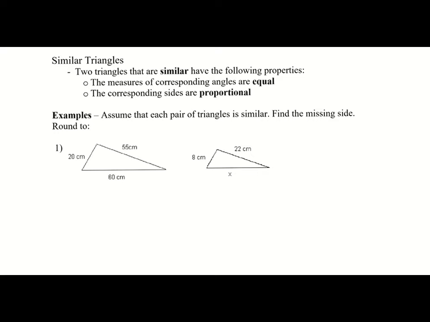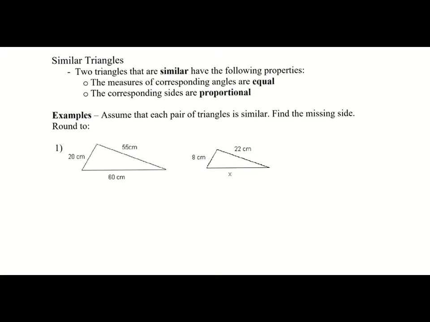All right, so next we're going to look at similar triangles. Similar triangles are two triangles that have all angles that are equal, and their corresponding sides are always proportional. So they're the same shape. The angles are the same, but the sides are proportional to each other, corresponding sides. To find a missing side, you're going to set up a proportion and solve it.